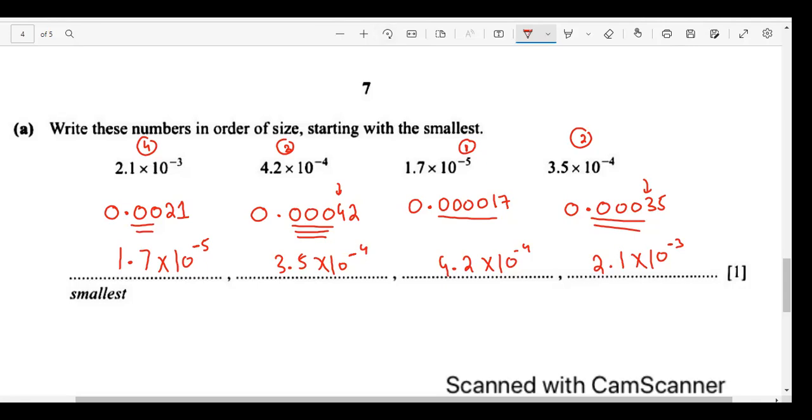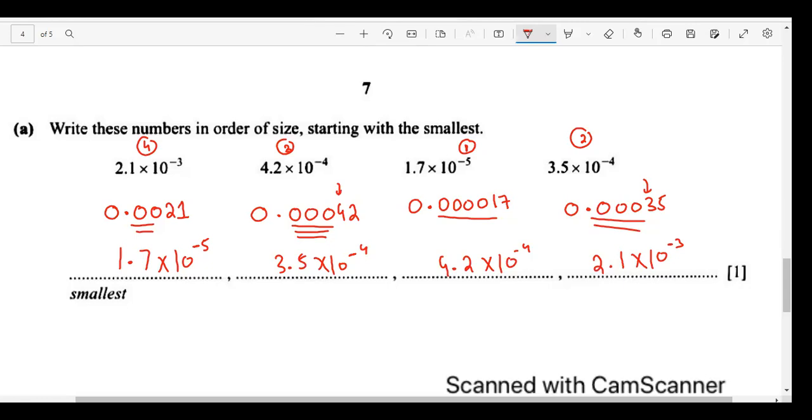Muiz, yes, it's not right. Why? Because you have done it in the descending order. Descending order is from the largest to the smallest. You were supposed to write down the smallest number first. And secondly, you have written the decimal interpretations.